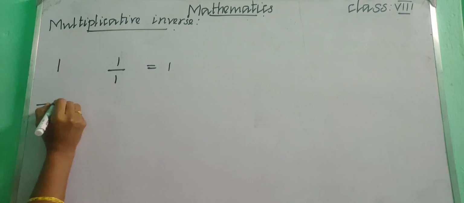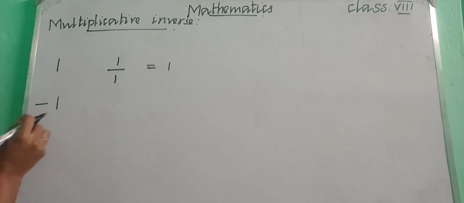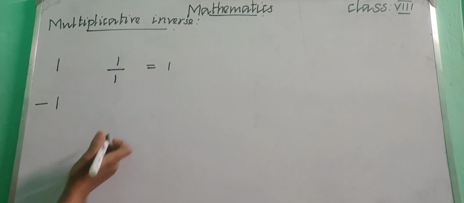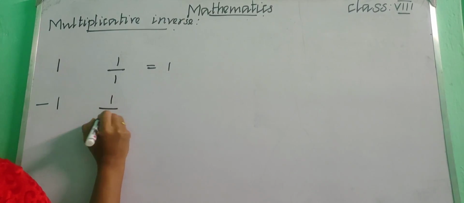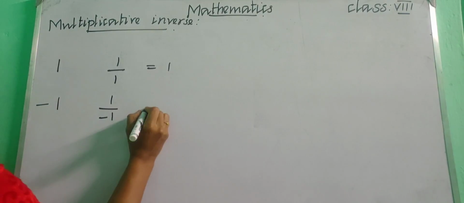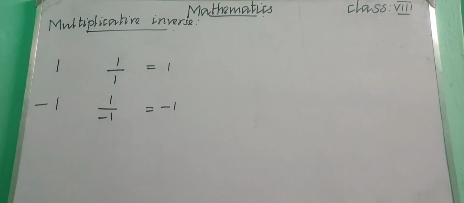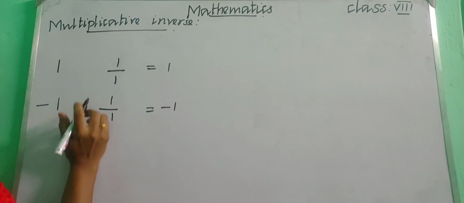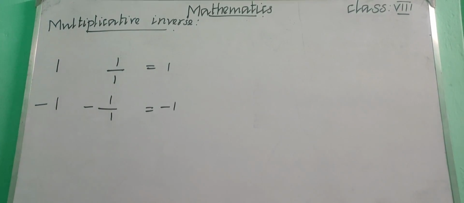Okay, and again minus 1. So what is the multiplicative inverse of minus 1? Minus 1 means again 1 upon minus 1, right? So minus 1 upon minus 1 means same answer, you will get the same minus 1. Okay children, so if you are having the minus sign here means in the standard form we can say like this, right? So we will get the answer as minus 1. Okay, so if you are asked to find the multiplicative inverse of 1 and minus 1 means the same is the answer.